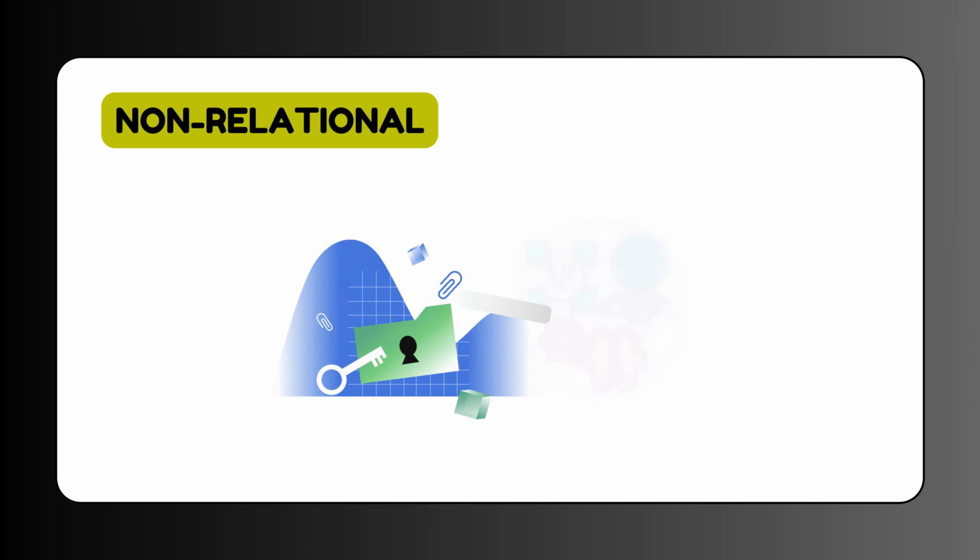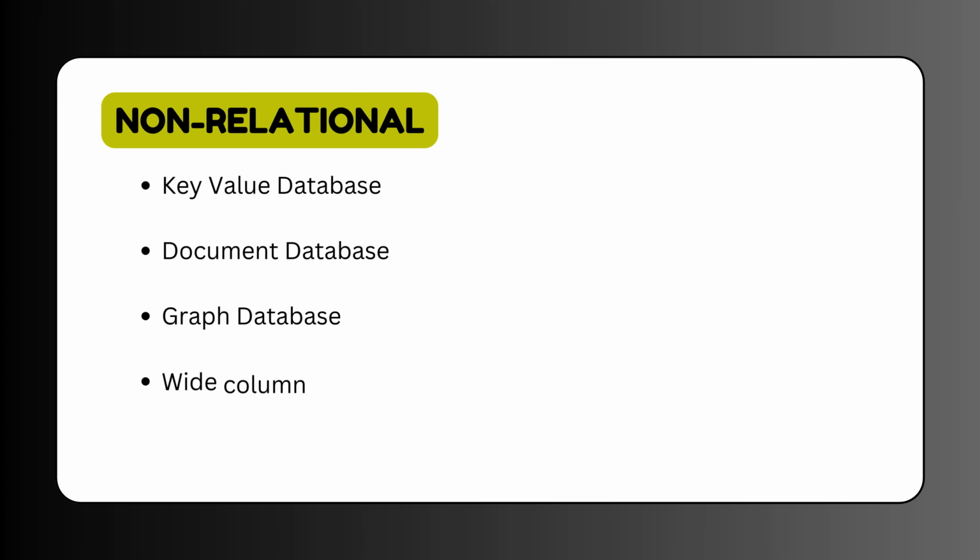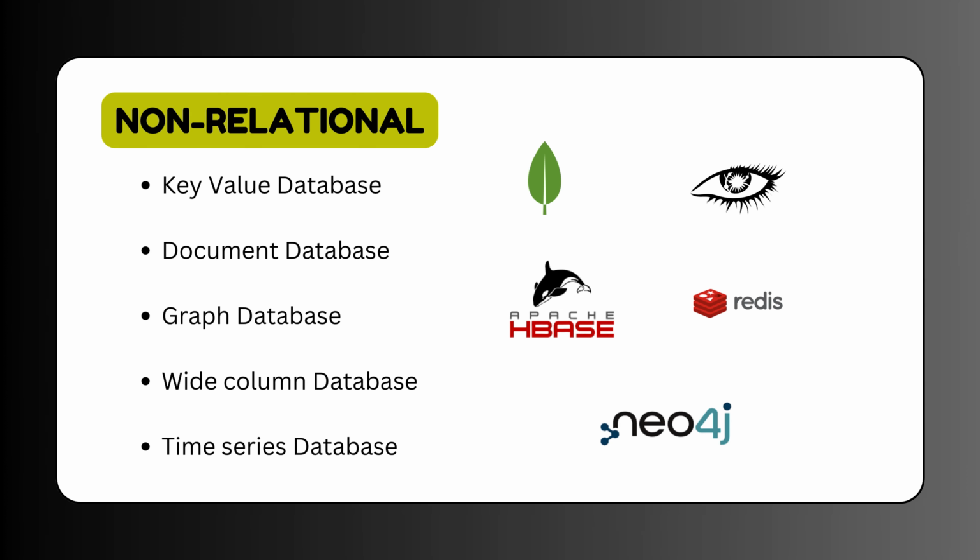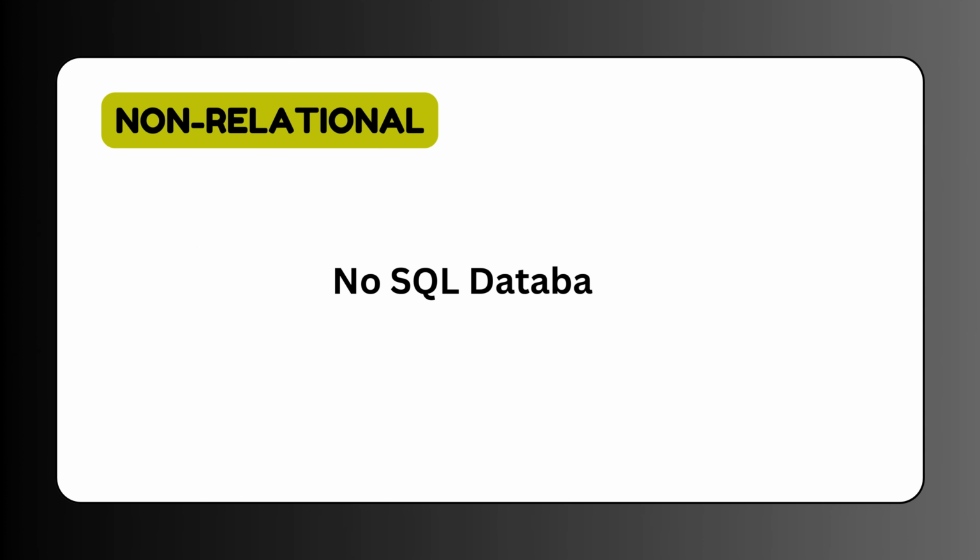Various types of non-relational databases include key value databases, document databases, graph databases, wide column databases, time series databases, and each of them stores data differently and is used to manage different kinds of data, and all these databases are called non-relational databases. Examples of non-relational databases include MongoDB, Azure Cosmos, DocumentDB, Cassandra, Couchbase, HBase, Redis, and Neo4j, and many more. Some non-relational databases are referred to as NoSQL databases.